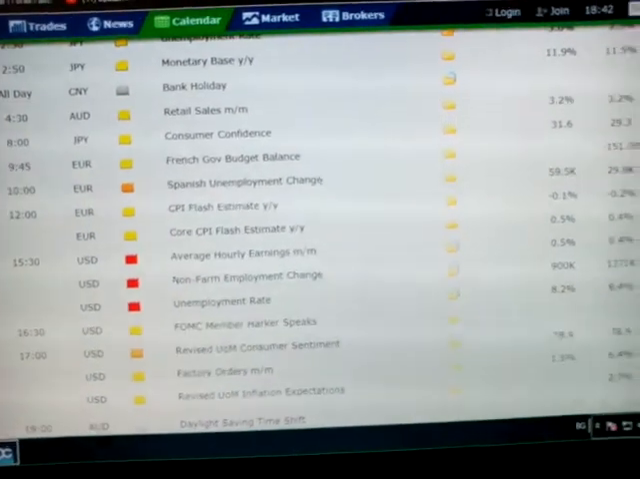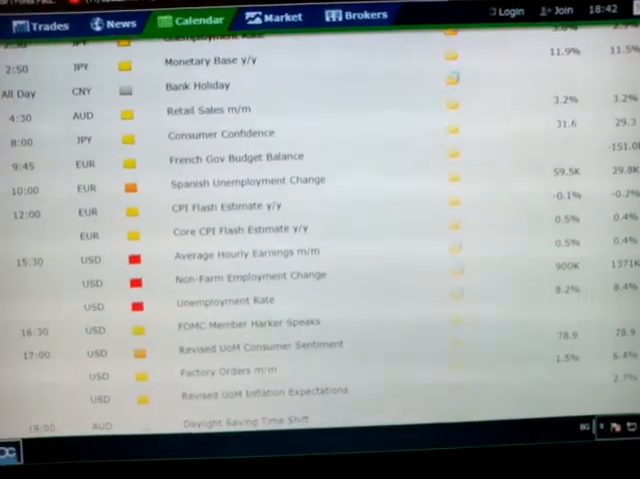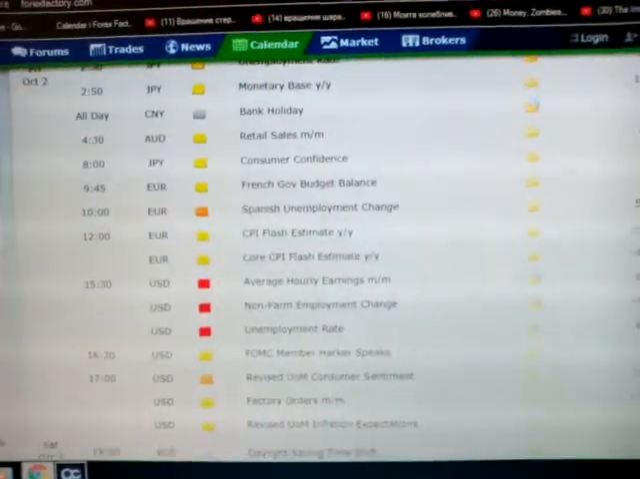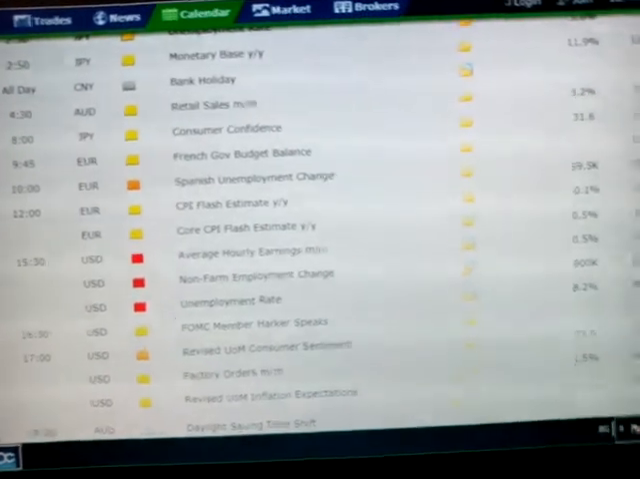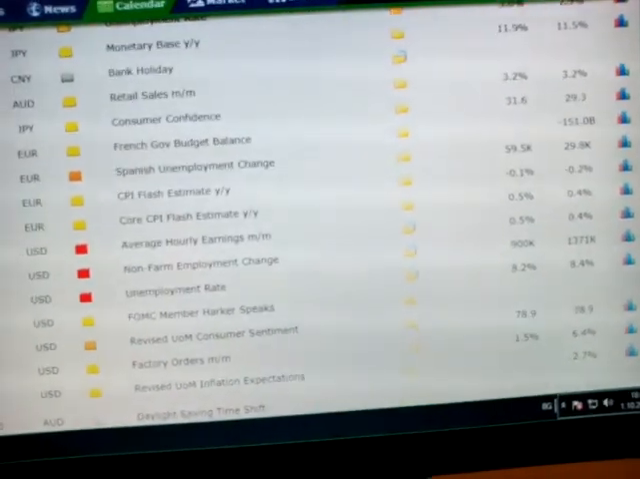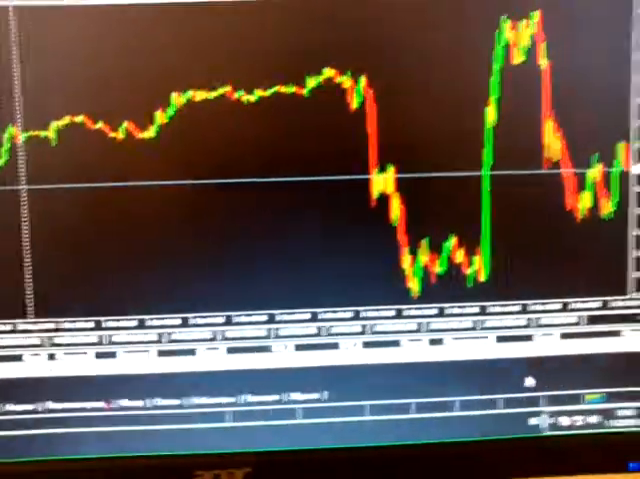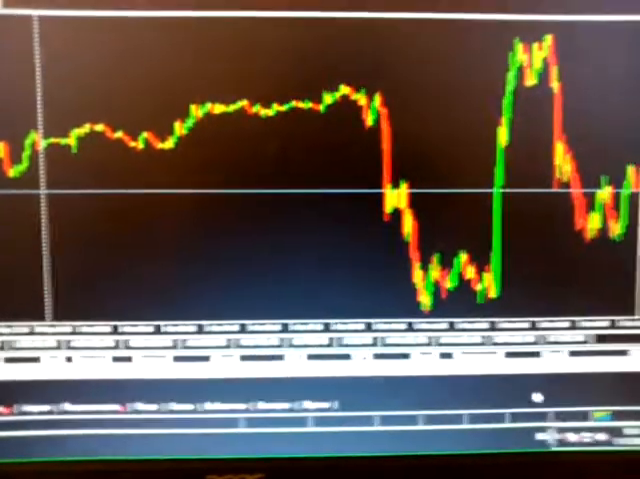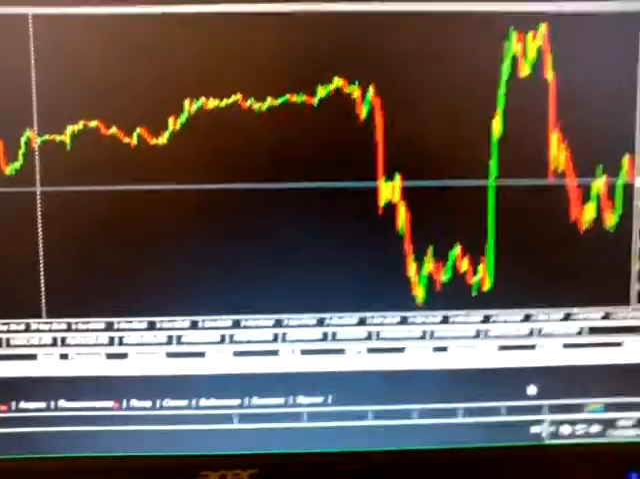So the next thing, active hours, of course, during the London session. We have more active trades, more active traders, I mean funds and investment banks, and the market mover.